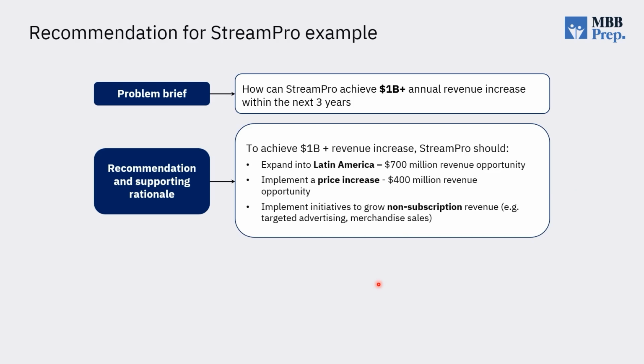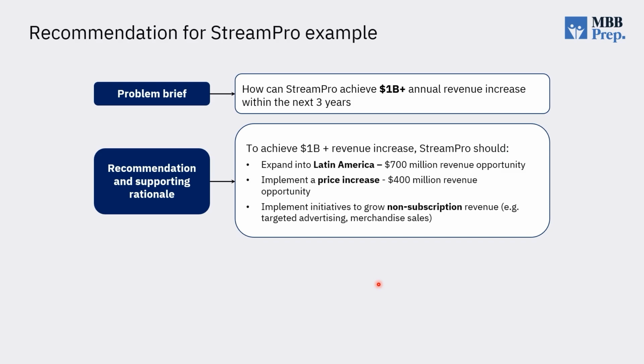To achieve 1 billion revenue increase, StreamPro should focus on three key initiatives. One, expand into Latin America, a $700 million opportunity. Second, implement a price increase from $8 to $9 a month, a $400 million opportunity. And finally, StreamPro can achieve further revenue increase in excess of $1 billion by developing new non-subscription revenue streams such as targeted advertising and merchandise sales.